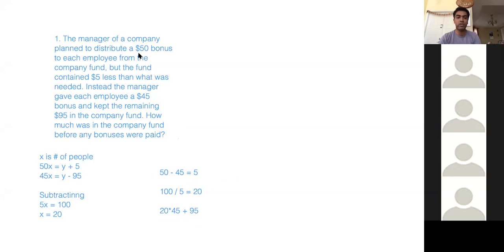We can just think about a $50 bonus to each employee versus a $45 bonus to each employee. The difference is $5 per employee. And you know that accounts for a total of 95 plus 5, or $100 difference in total. So that tells you the number of employees, and plugging that back in gives us the total number. Any questions on this? Okay, let's move to the second one.